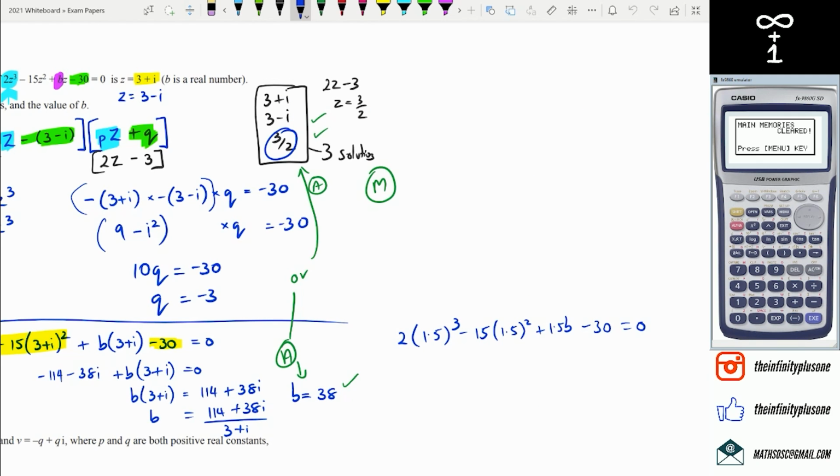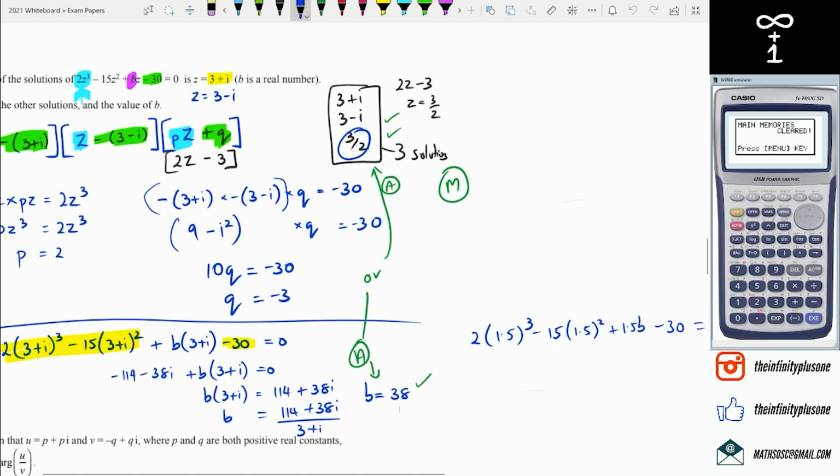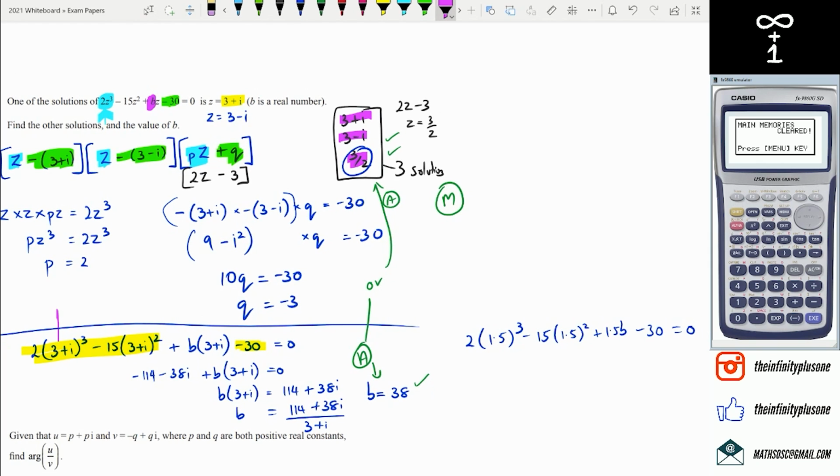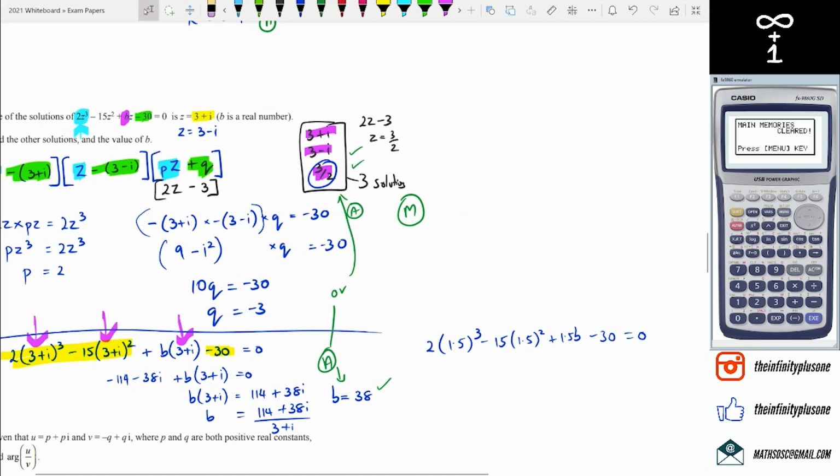Yeah, so it's a good point there, rotation, if that's what you meant. But I was just saying that you could potentially put any one of these three solutions in here, put it equal to 0, and actually figure it out. So we didn't need to use the 3 plus i. We could have also done the 1.5 and actually tried to solve that as well.